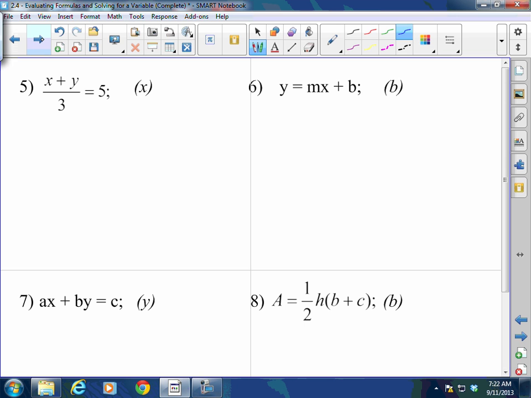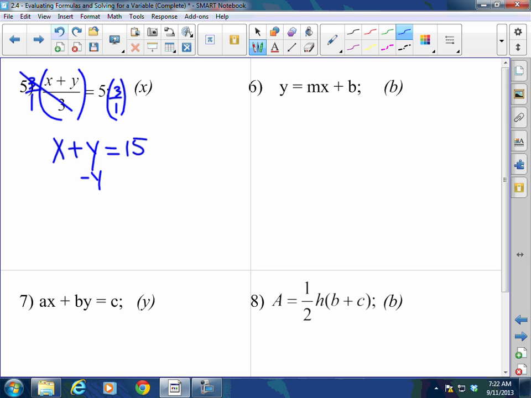I got x plus y divided by 3 equals 5. I want to solve for x. Okay, first things first, I want to get rid of this denominator. How do we get rid of denominators? That's right, by multiplying. So I'm going to multiply 3 over 1 to both sides, because remember, I'm going to multiply by the reciprocal always to get rid of any fractions or fractional parts. So the 3's cancel out here. I've got x plus y now released. 5 times 3 is 15. I'm solving for x, so I want to get rid of this positive y. So I subtract y to both sides. X equals 15 minus y. Done. Solved for x.